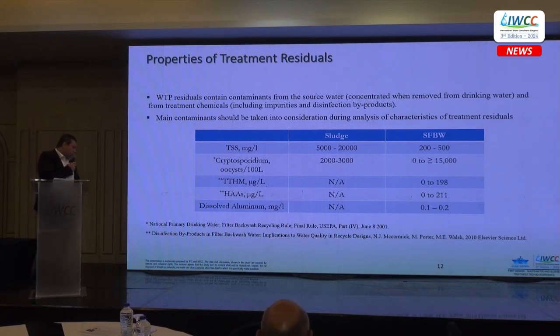Total trihalomethanes and haloacetic acids, which are disinfection byproducts, may differ according to the source and the degree of total organic carbon in the raw water. And finally, the dissolved aluminum. These values are according to the National Primary Drinking Water Filter Backwash Recycling Rule, the final rule published by EPA, and disinfection byproducts in filter backwash water.